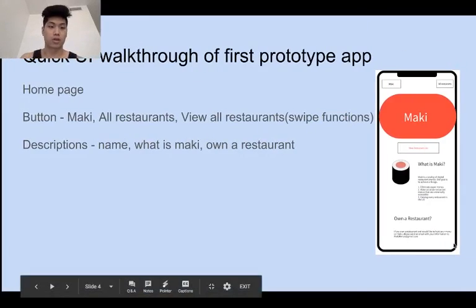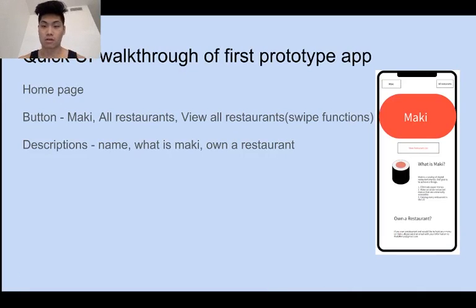So here's a quick UI walkthrough of our first prototype of the app. As you can see, this is our home page. And we have 3 buttons on the home page: Maki, All Restaurants, and View Restaurant List. Maki, the button on our top left, will always bring you back to our home page.